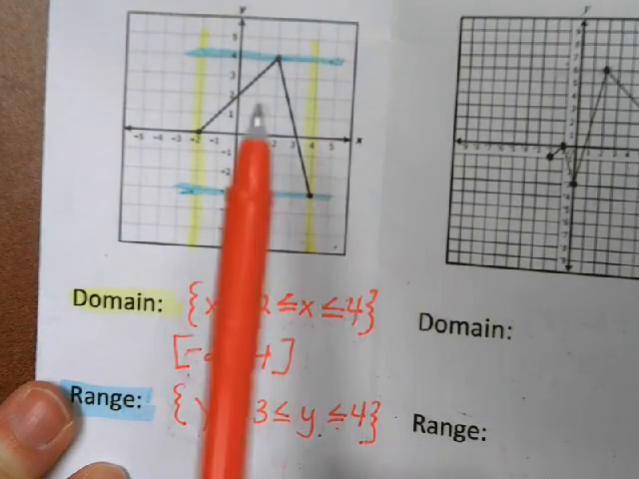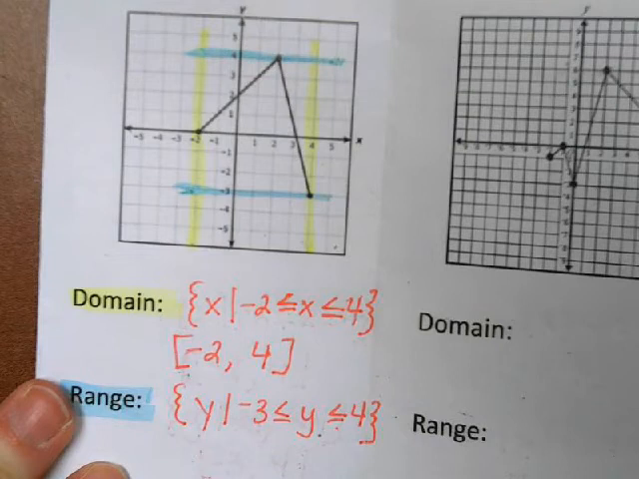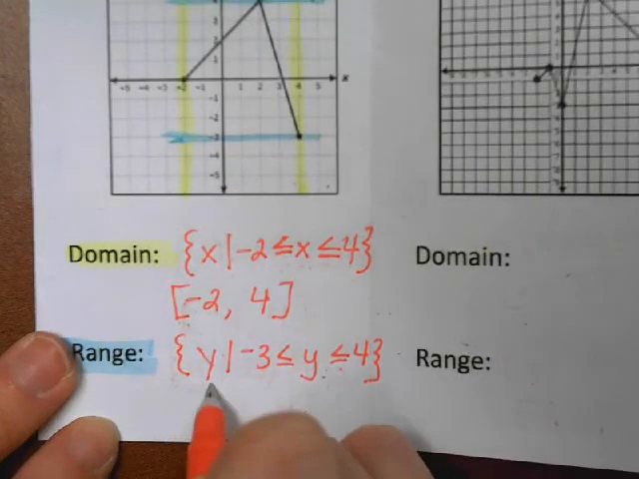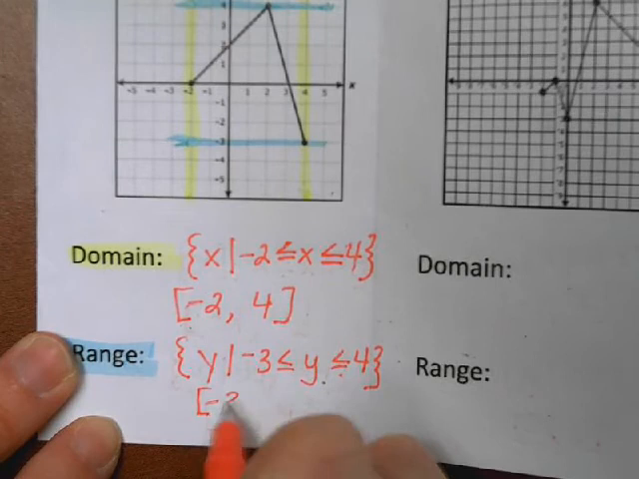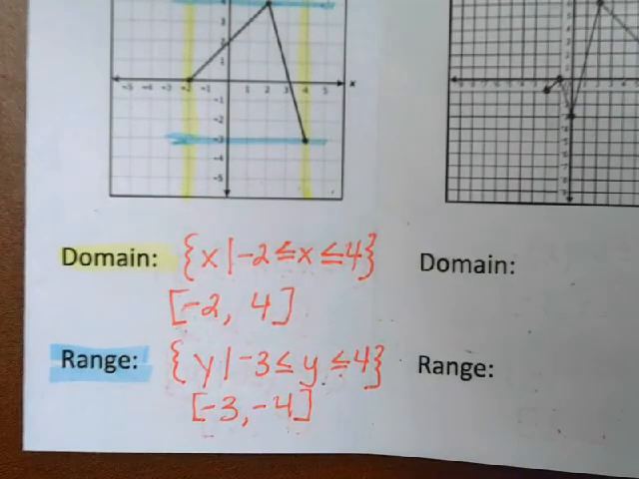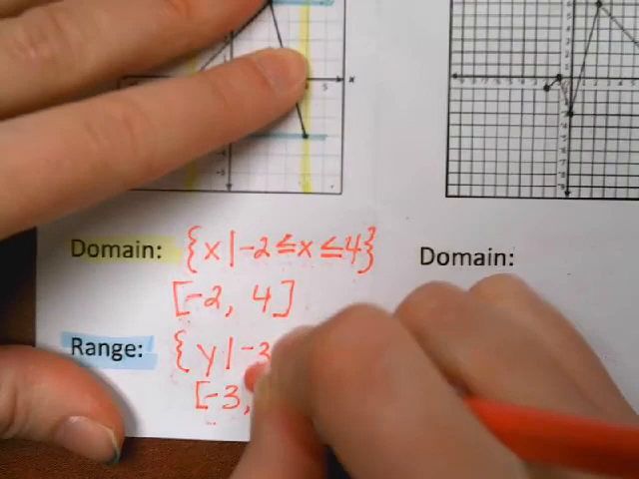And why is the y in the middle? Because this says y is bigger than negative 3, but less than 4. So in interval notation, I'm going to write negative 3, comma, negative 4, just like above. Does that make sense to everyone? Why is it negative 4? Because that's the highest place that the thing is.